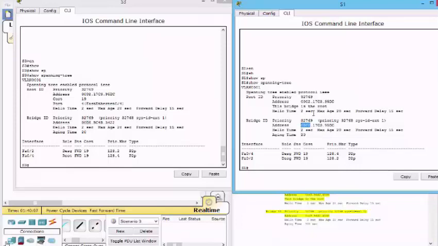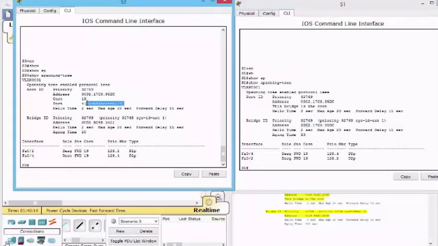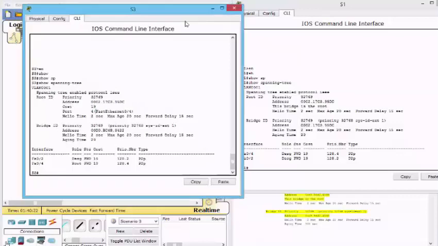S1 learned by port 4. So this is the information Fast Ethernet 0/4 has given, so S3 has given information to S1 via port 4. See, where is port 4?